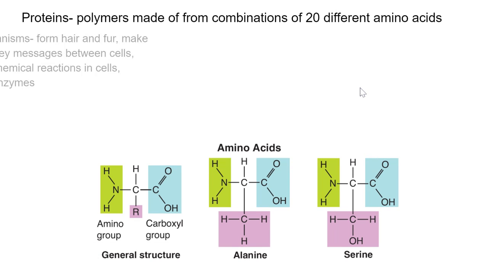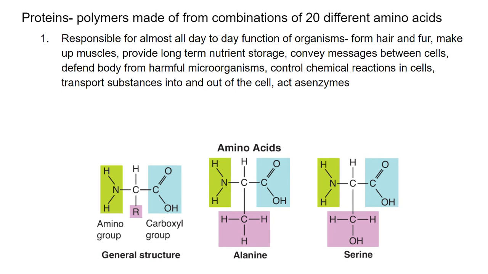So, first of all, let's look at the functions. You can see there it does a lot of stuff. And this is actually just the tip of the iceberg for what it does. But it does things like building things, like it makes up our hair, makes up our muscles. It allows chemical reactions to occur, speeds up chemical reactions. It helps defend us against microorganisms. It's used for transport. And then one of the really important ones that we're going to talk about in this unit is it acts as enzymes.